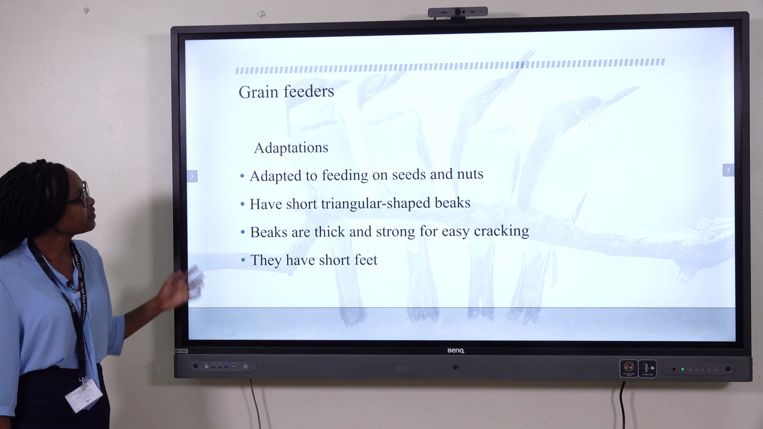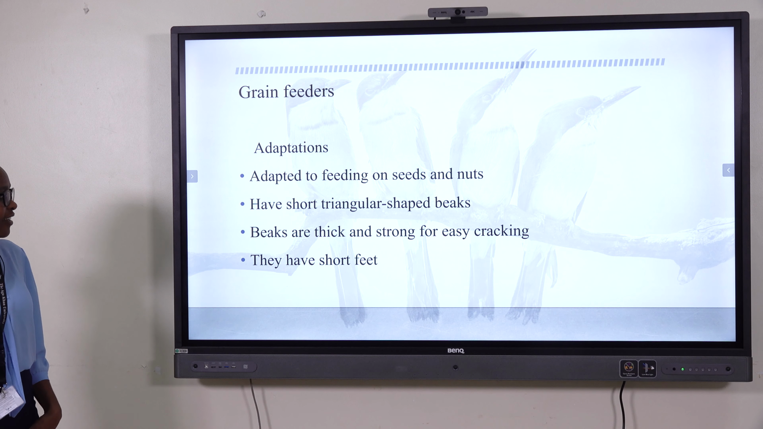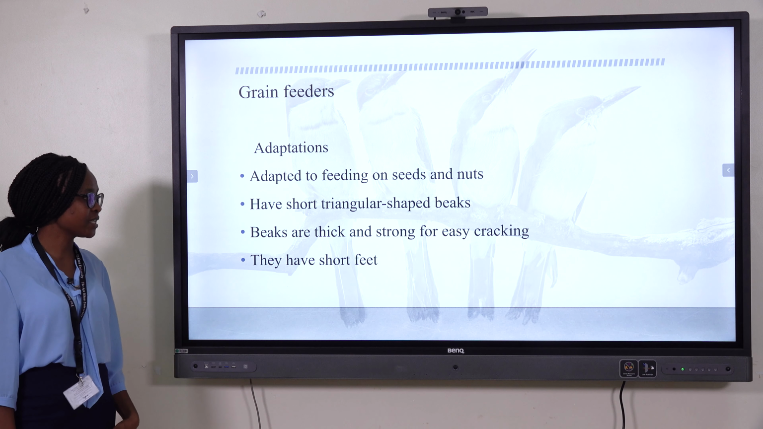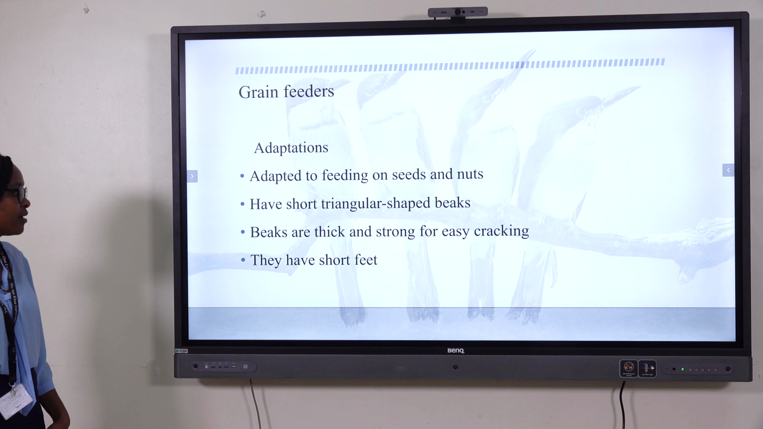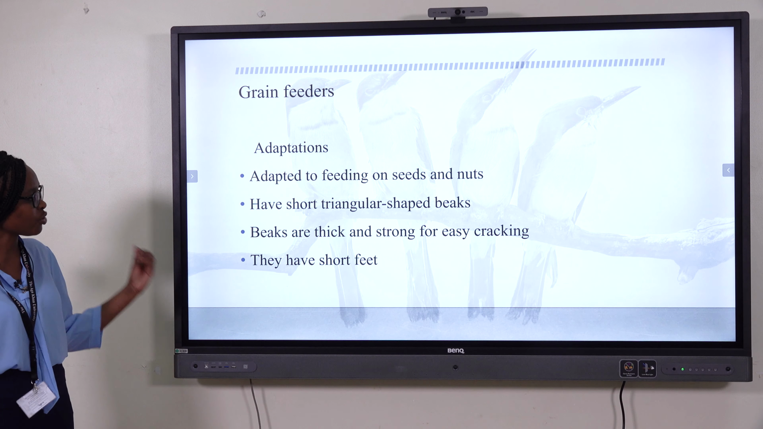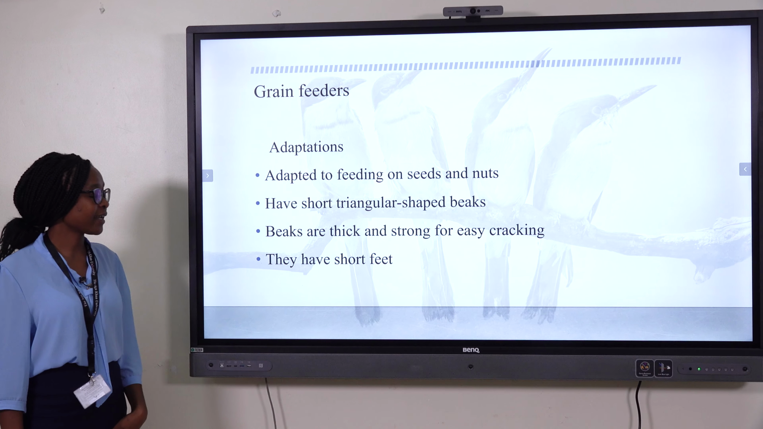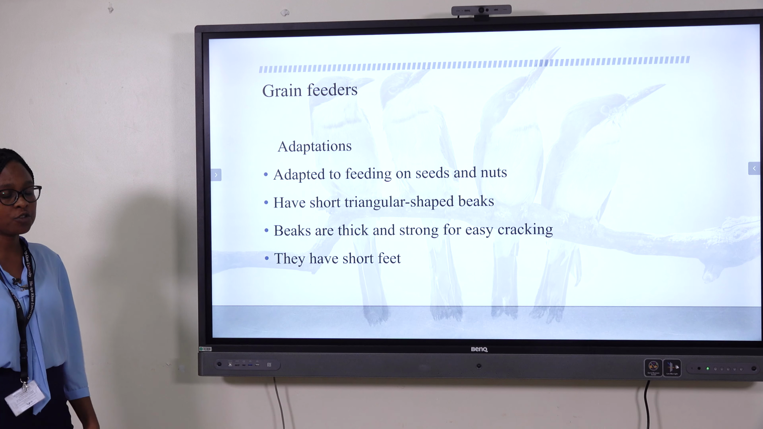These ones are adapted to feeding on seeds and nuts. Their characteristic, as you can see, is that they have short triangular shaped beaks that help them to crack the nuts or the seeds. And these beaks are strong and thick, as we have said, also to enable them to crack the seeds and nuts easily. Their other adaptation is that they have short feet.